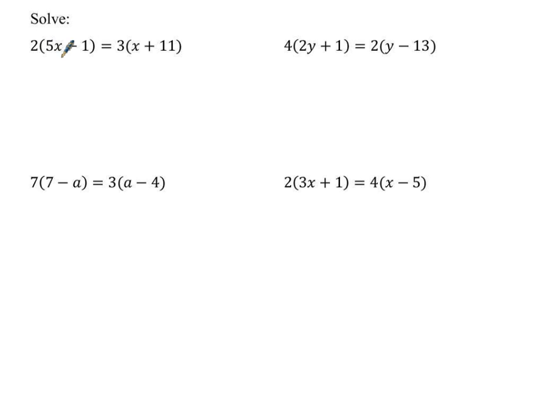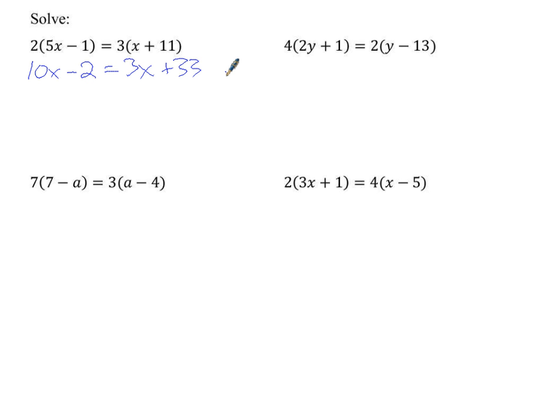So I can see here that I just have a distributive property situation. Here I just have a distributive property situation. So I'm going to take out the distributive property thing that's happening right now. What do I get on the left when I distribute? 10x minus 2 equals 3x plus 33. I can take out both sides at once. That's fine.